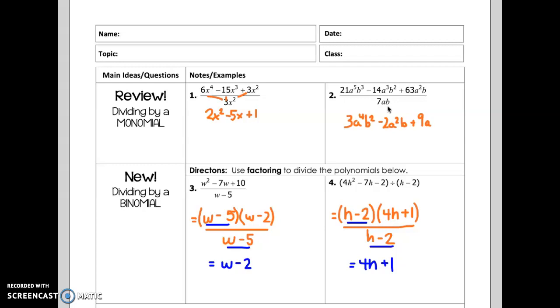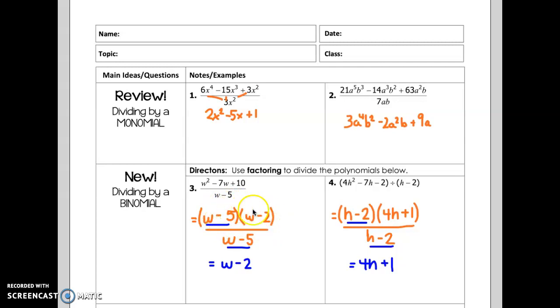Okay, the next little section is similar but different. We still have a polynomial, but now it's divided by a binomial. It says use factoring to divide the polynomials below. So we want to take a look at what we're given in the numerator and try to factor. With this one, since a is equal to 1, I'm trying to find factors of 10 that add to give me negative 7. For me, that would be negative 5 and negative 2.